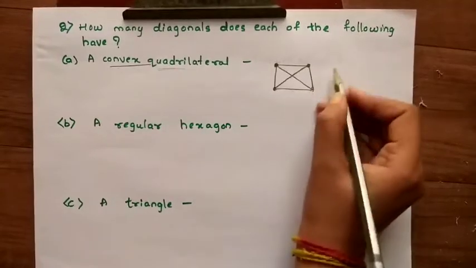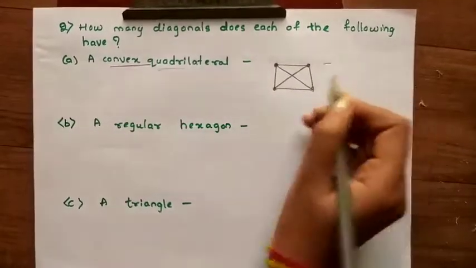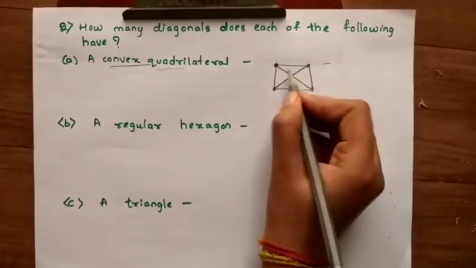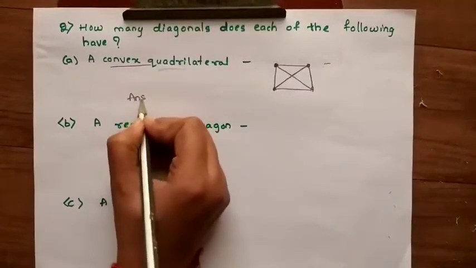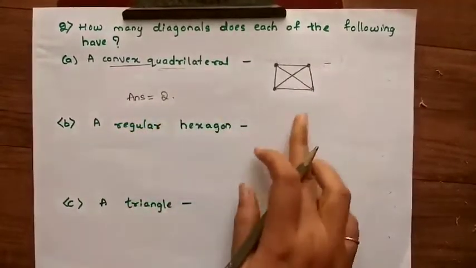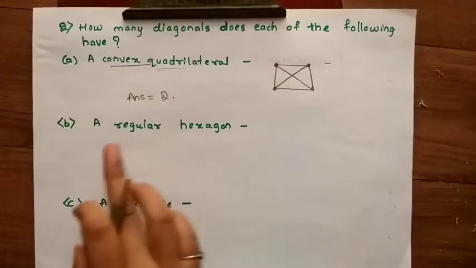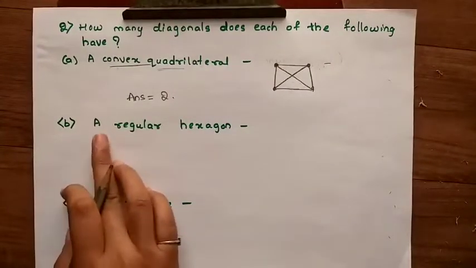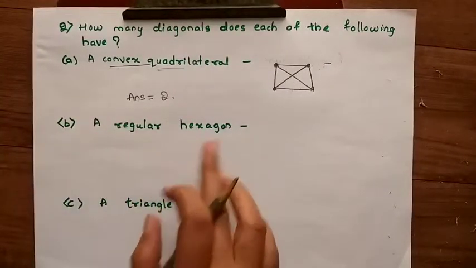Total how many diagonals are there? Total 2 diagonals are there. 1, 2. So the answer is 2. Now, in the next question, a regular hexagon.